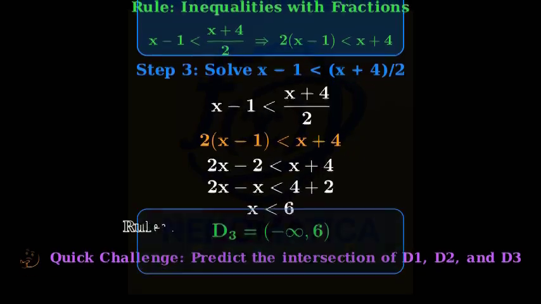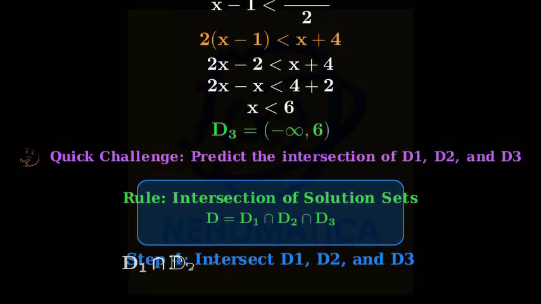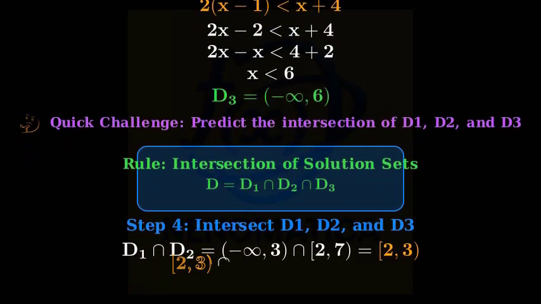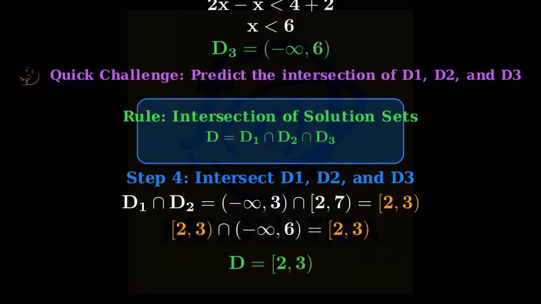Step 4. The solution of the system is the intersection of sets. Intersect -infinity to 3 with 2 to 7. Then intersect the result with -infinity to 6. We obtain the final set from 2 inclusive to 3 exclusive.